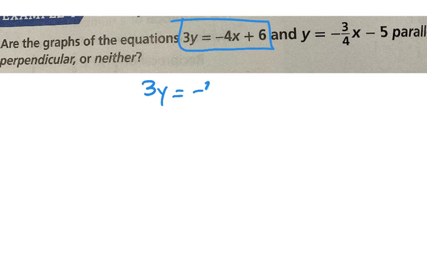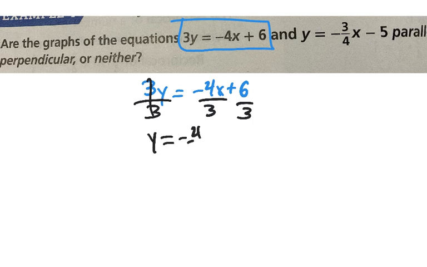3y equals negative 4x plus 6. To get it in slope-intercept form, I need y by itself. Y is being multiplied by 3. So I'm going to divide by 3. We have to divide everything by 3. Making this y equals negative 4/3 x plus 2.